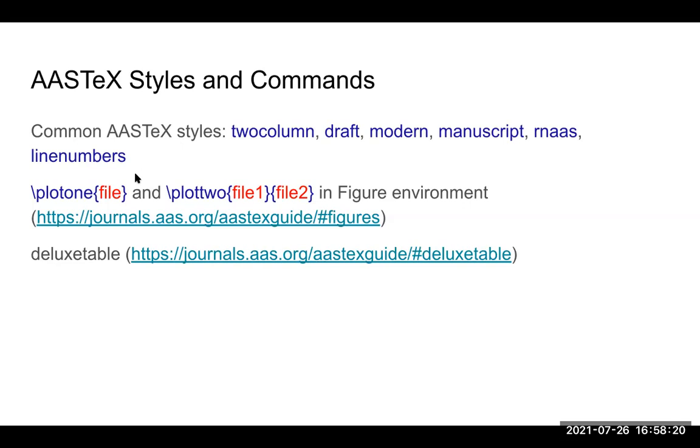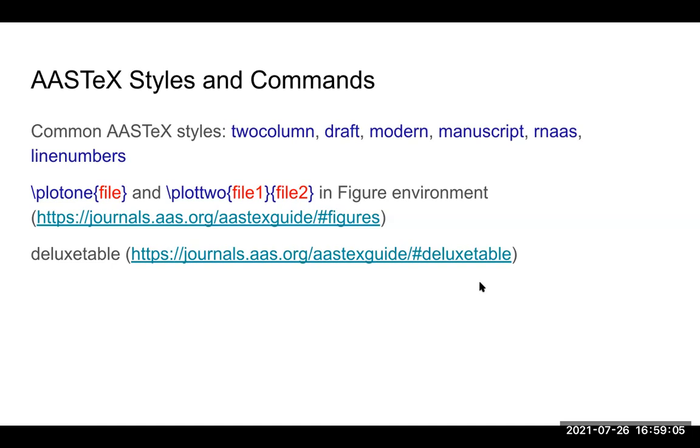And in the plotting, before we had includegraphics, and we also have a grid line, if you want to put multi-panel figures. But there's also in AASTeX a simple command, and you can see there's a link for how to control that. There's plotone, and just add a file, say PNG or PDF. And you can even add plottwo, and you'll add two figures in the same figure, with two panels. And there's also in the demo before, deluxetable that you can also use.